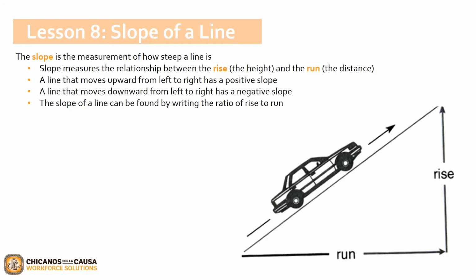So when we talk about a slope, we're actually talking about an equation of sorts. The slope is a measurement of how steep a line is. The slope measures the relationship between the rise, which is the height, and the run, which is the distance. A line that moves upward from left to right has a positive slope. A line that moves downward from left to right has a negative slope. The slope of a line can be found by writing the ratio of rise to run. So let's look at this through the lens of an example.